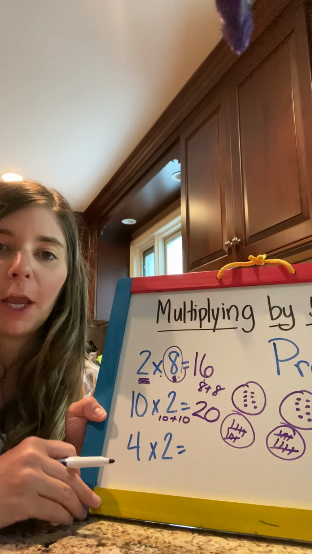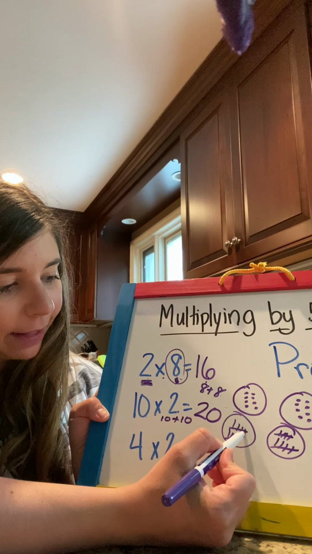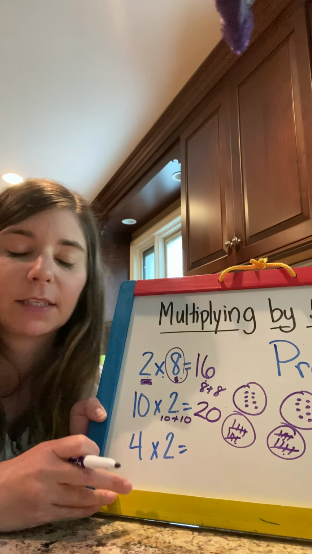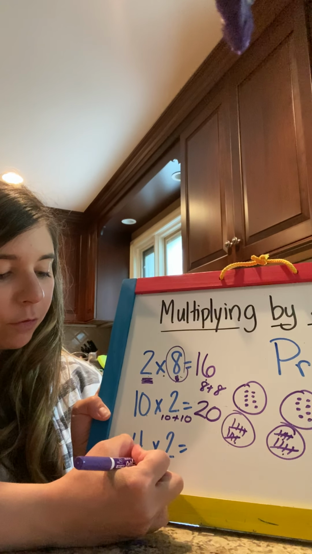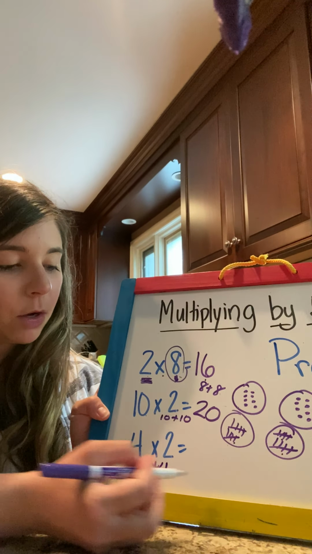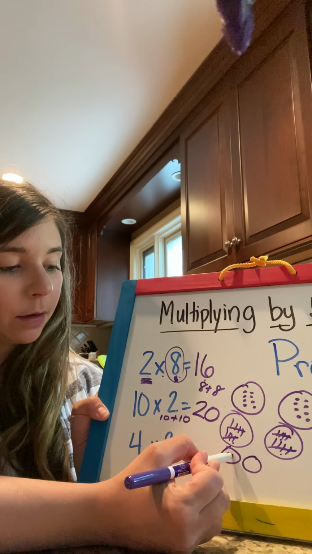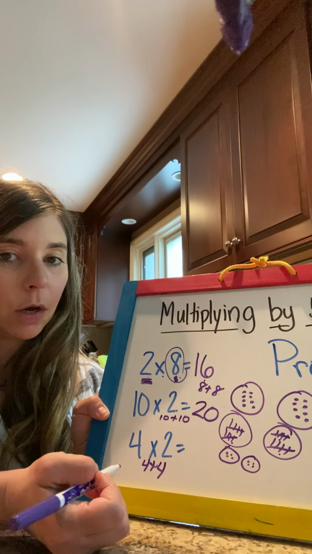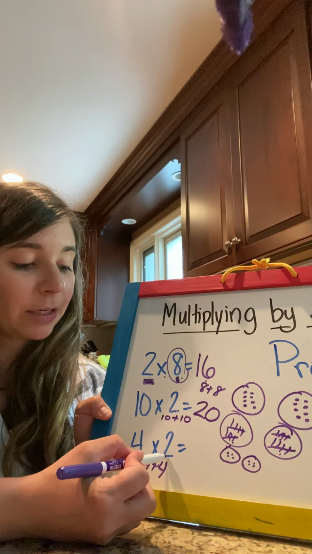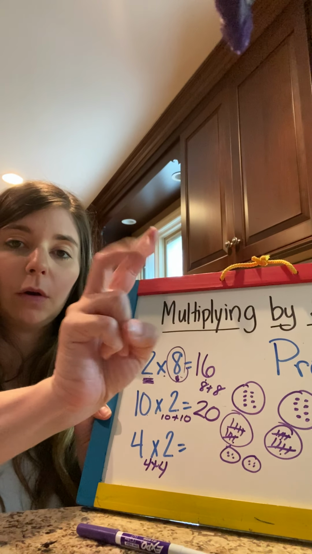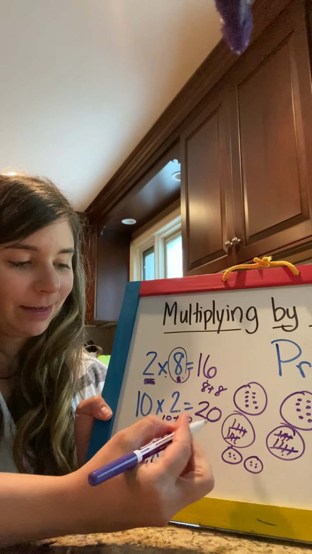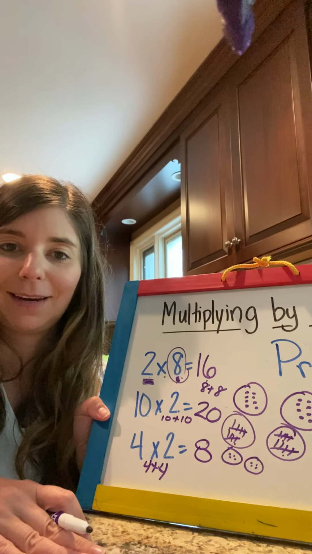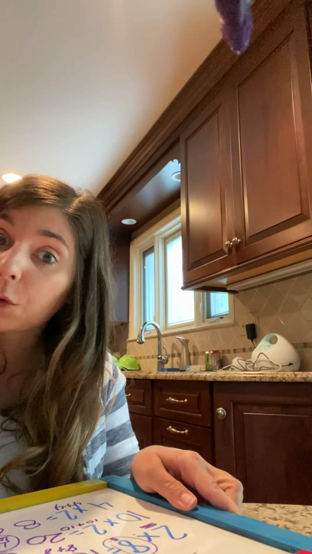Very good. Notice over here, I kind of grouped my tallies up by 5s. Make it nice and organized. All right, 4 times 2. Again, you can think 4 plus 4, or 2 groups of 4, right? Or count by 2s 4 times. 2, 4, 6, 8. That's right. Very good. All right, so that's a review.